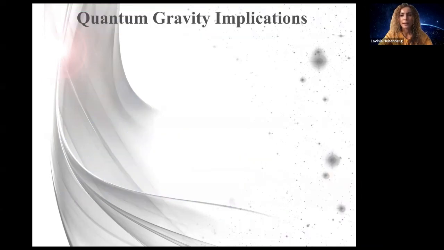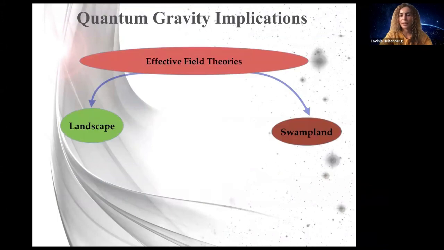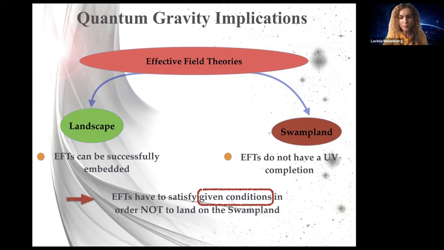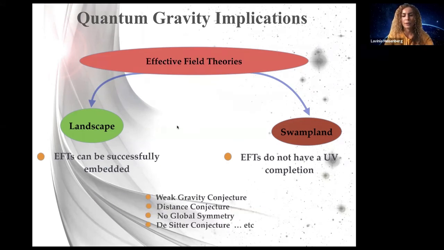All right, another business which is very active is this swampland program. There one tries to divide effective field theories into the landscape and the swampland. The landscape are those that can be successfully embedded, and the swampland are those that do not have any UV completion. A given effective field theory has to satisfy some conditions in order not to land on the swampland. There are several conjectures there, like the weak gravity conjecture, distance conjecture, no global symmetry, de Sitter conjecture, and so on.